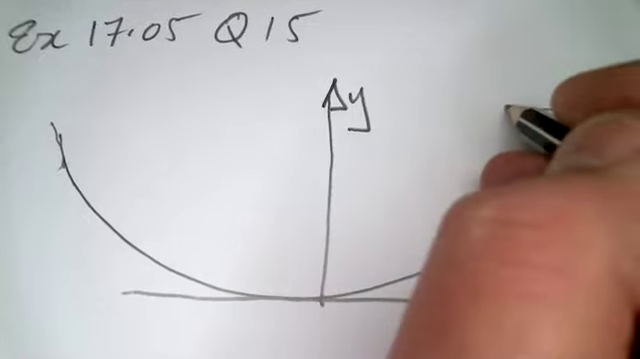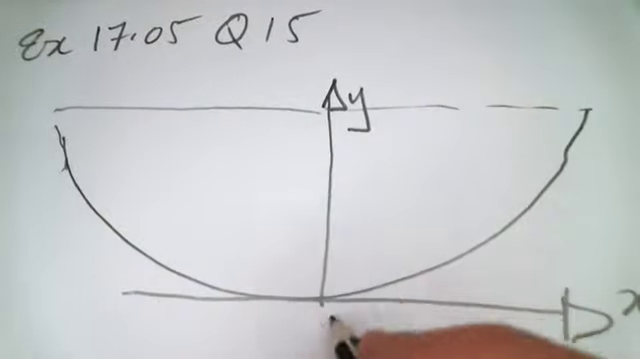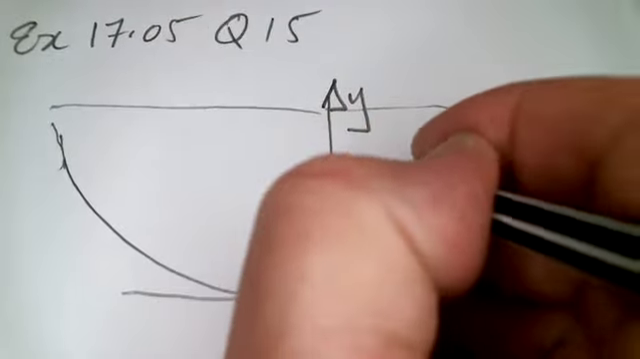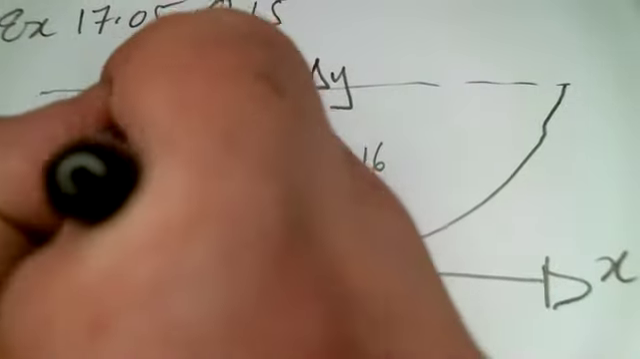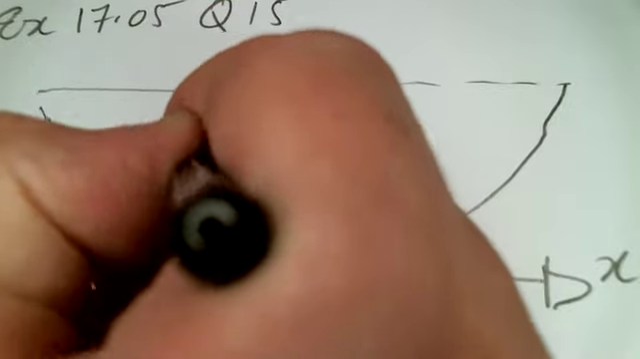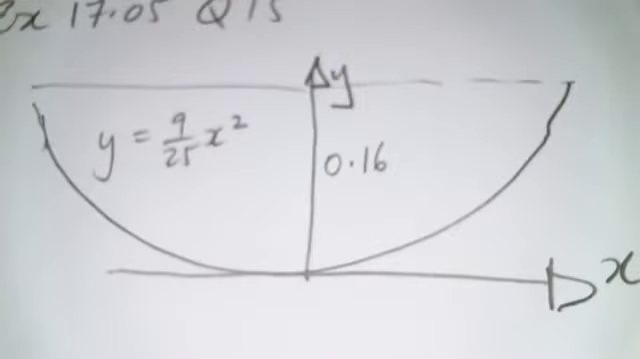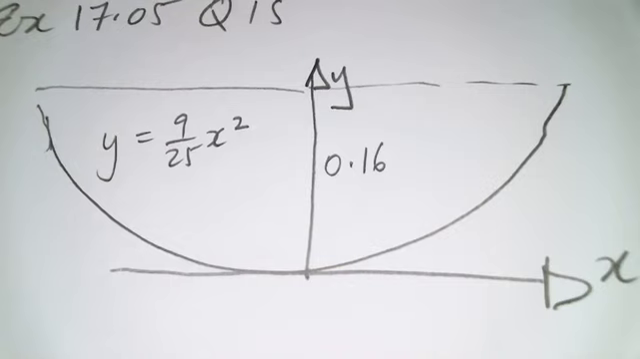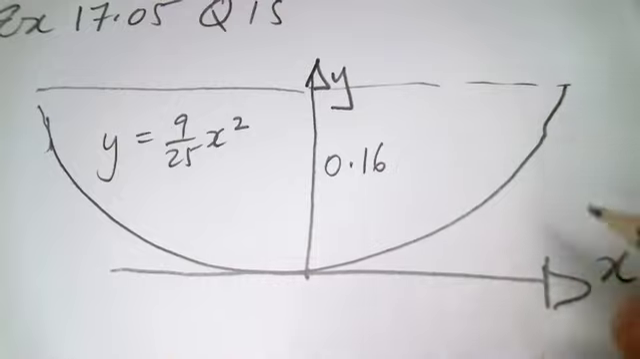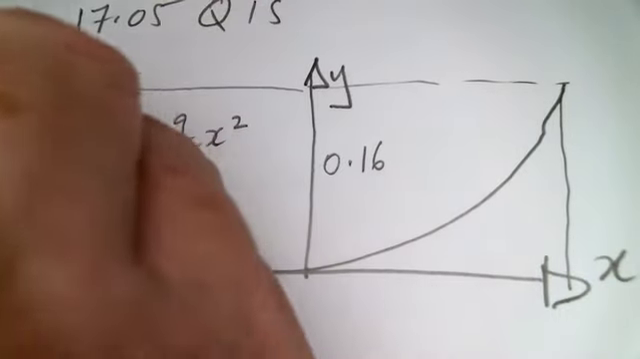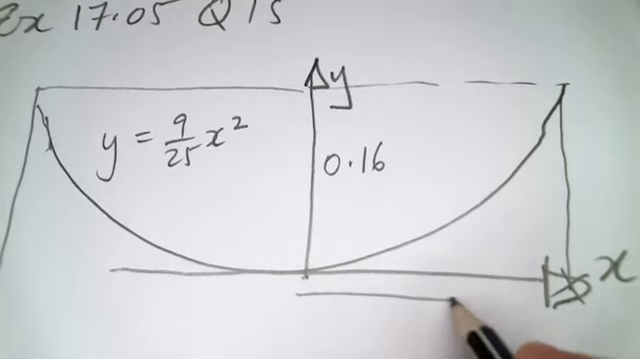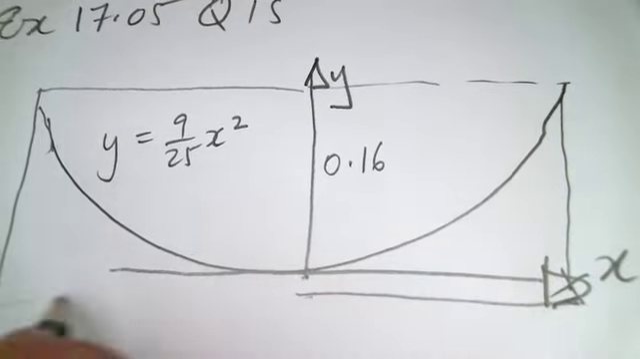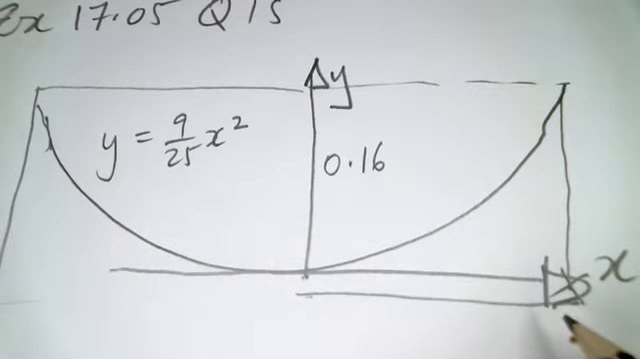So this here must rise up to the depth of the dish, which is 0.16 because it's 16 centimeters. We also know the equation of this is y = 9/25 x squared. What we're trying to find out is this point here and this point here. Just one of them would do, because if we find the x value there and multiply it by 2, we have the diameter of the dish.